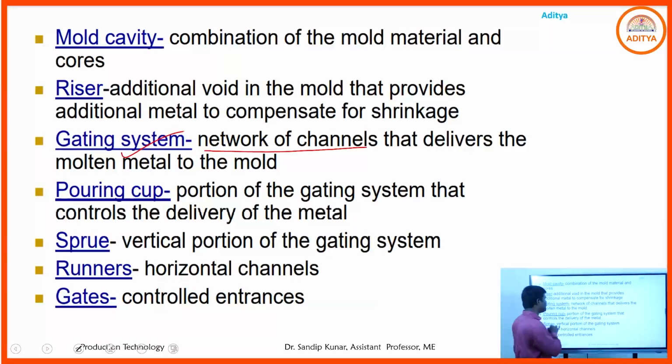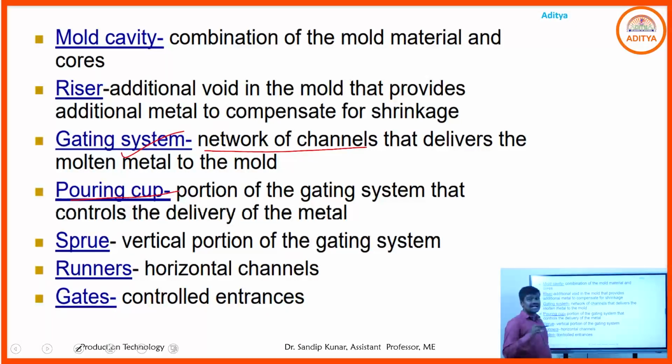And the pouring cup. The pouring cup, or pouring basin, is the part through which we pour the molten material from the ladle, and from the pouring cup the molten material comes to the mold cavity. Another is the sprue, which is the vertical portion of the gating system.